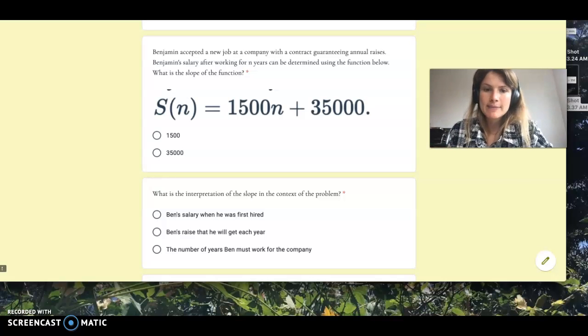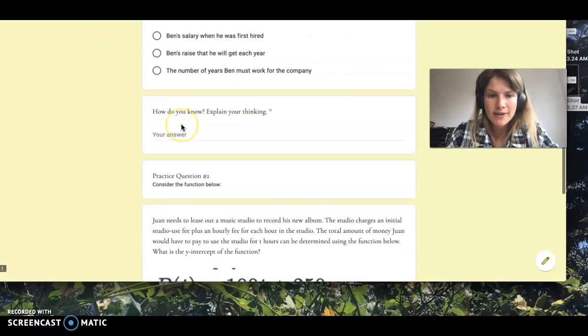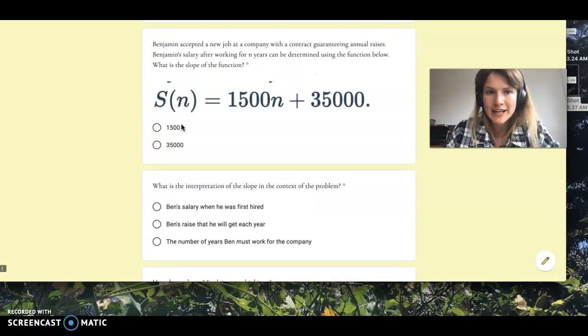Okay, so you're on this page because you didn't get one of these two questions right. So let's go over it so you can get a chance to retry.